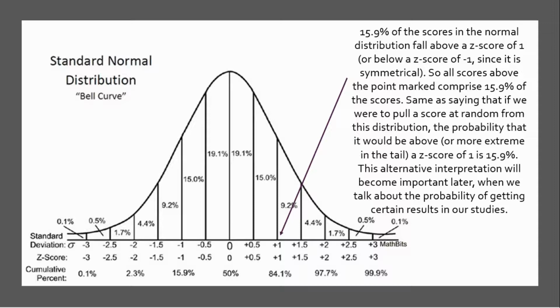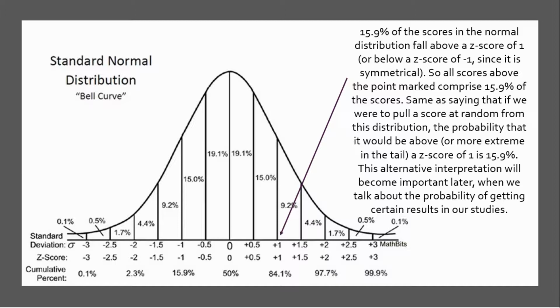Another way of saying that is that the probability of selecting a score at random that is above a z-score of 1 is 15.9%. So that probability interpretation is very important too, because in a minute I'm going to tell you how to convert a sample mean into a z-score, so a whole sample mean, not just an individual score. And once you have the z-score, you can talk about the probability of getting that sample from the population in the first place. Okay, so statistics is all about the probability of obtaining certain results in your study, so that's important.